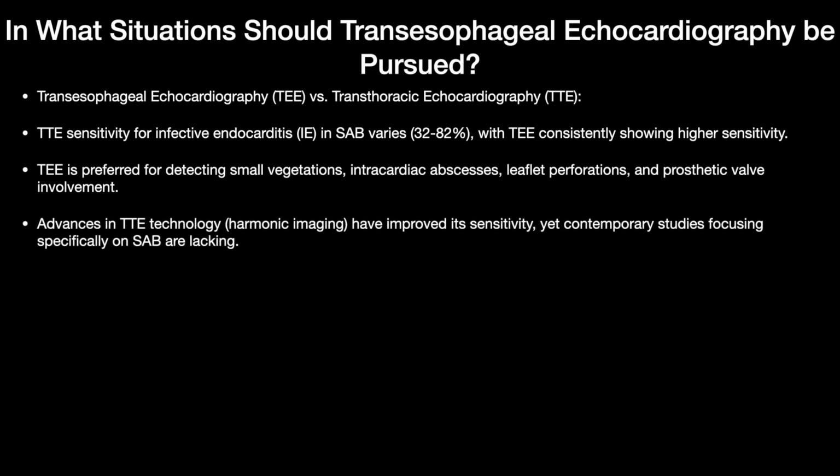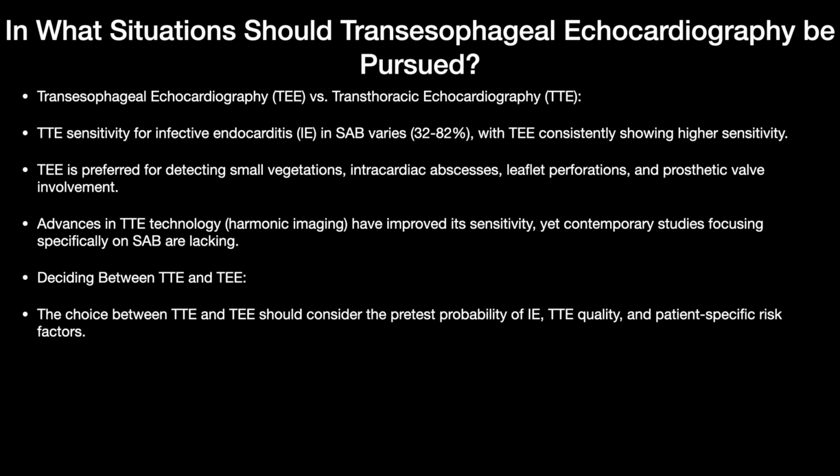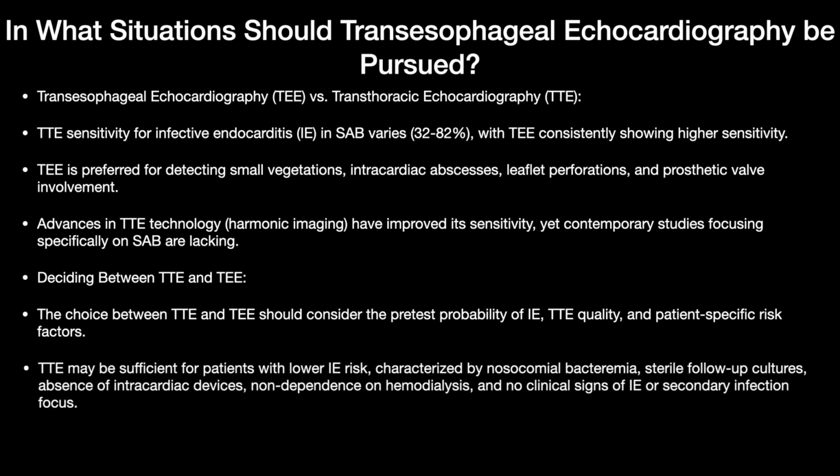Advances in transthoracic technology, that is harmonic imaging, have improved its sensitivity, yet contemporary studies focusing specifically on SAB are lacking. Now, the choice between the two should consider the pretest probability of infective endocarditis, the TTE quality, and patient-specific risk factors.